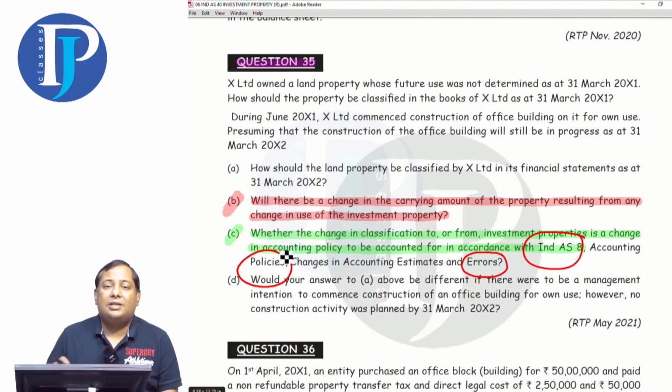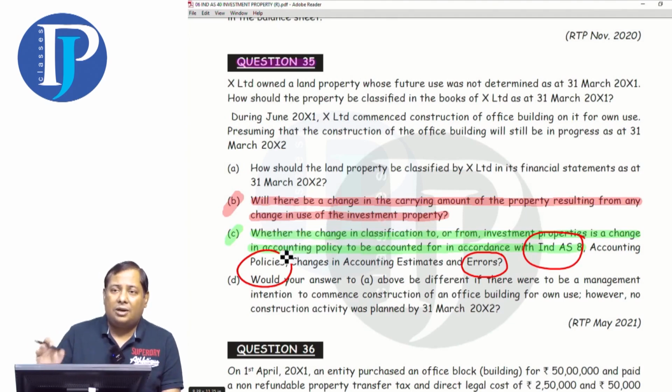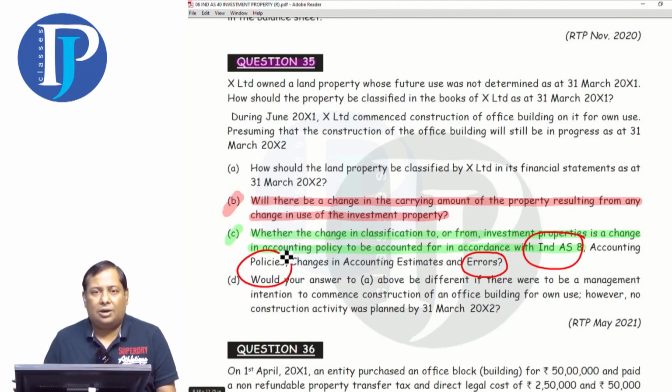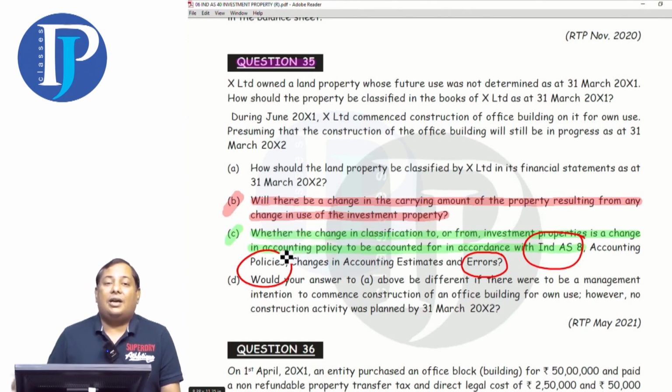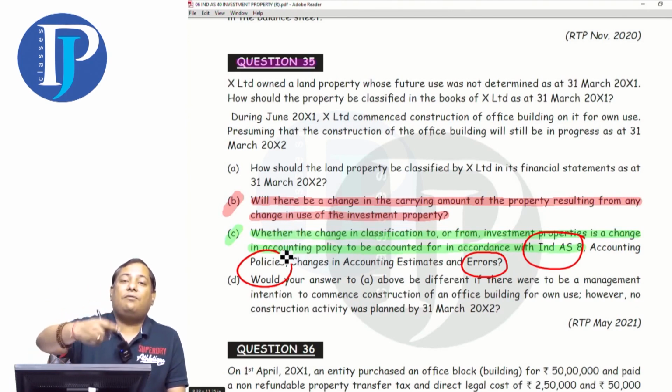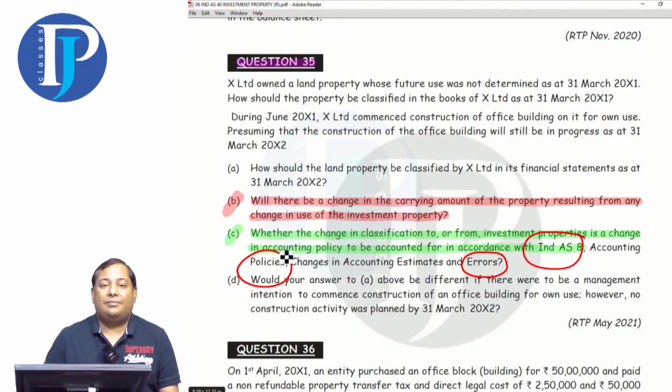So this is asking you, when you made the classification change, is this a change in policy? Would we consider Ind AS 8? No. Answer is no. No entry will be passed. And nor change in amount, and this has nothing to do with Ind AS 8. It's not an accounting policy. It's up to you how you use your building. Accounting policy? The stock valuation using FIFO is now using the weighted average. Change in method. Your accounting policy has changed.